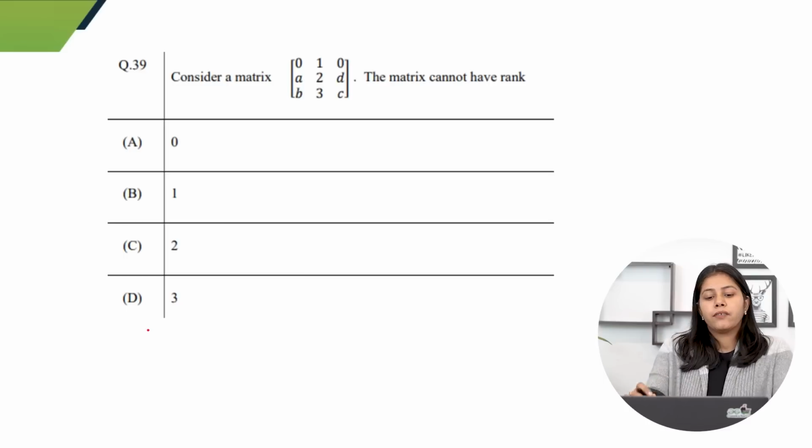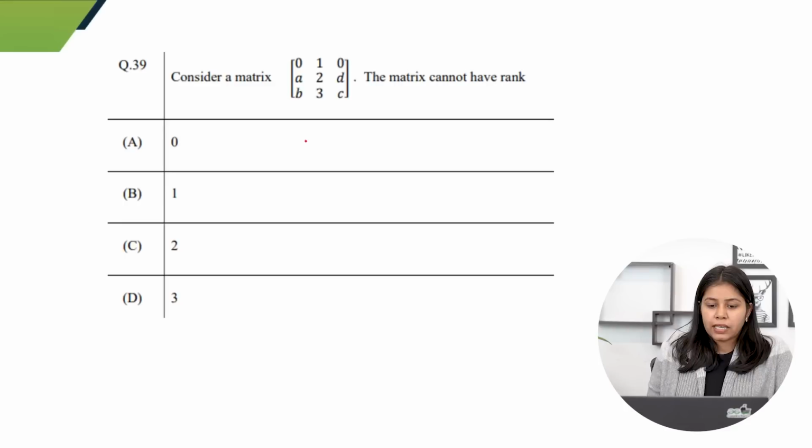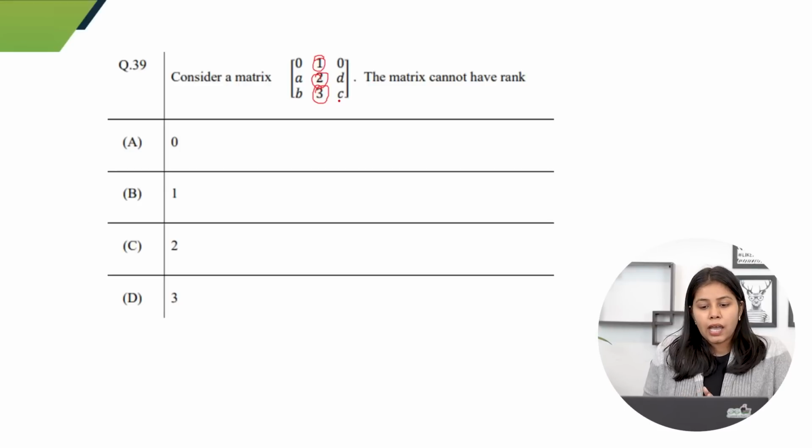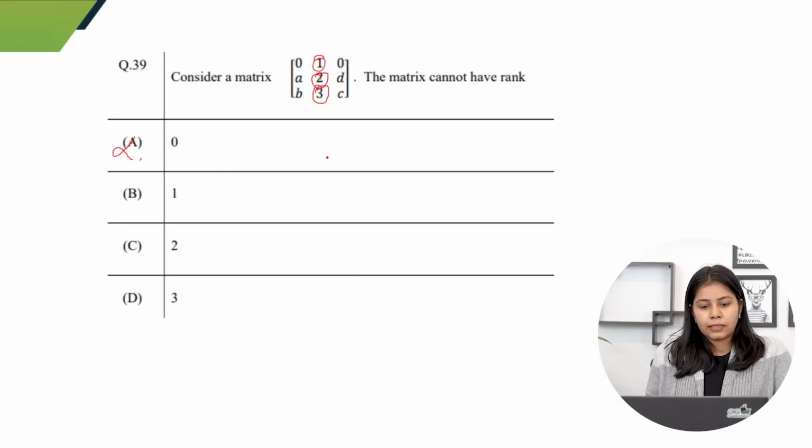Now, the next question we have is: consider a matrix. We have been given a matrix and they are asking which rank this matrix cannot have. We know that if a matrix does not have any non-zero entry, then it can have zero rank. But in this, I can see that we have some non-zero entries, right? I can give any value to A, B, C, D, but I cannot have rank 0, right? So that's why option A is incorrect. Matrix cannot have rank 0.